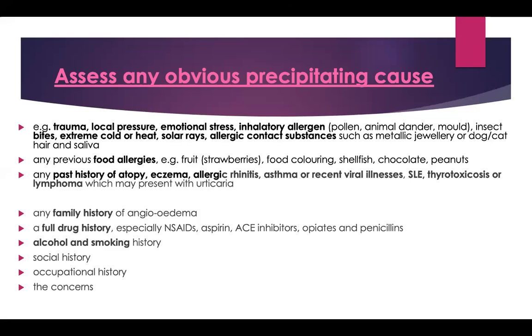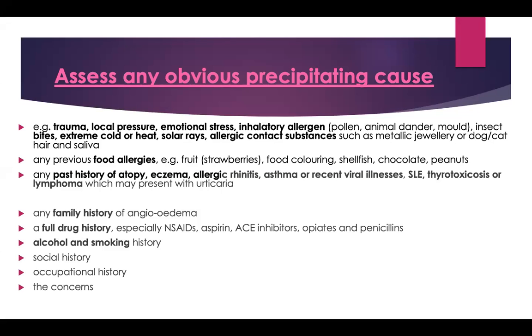Any family history of angioedema? There is no family history of angioedema. Then take a full drug history, concentrating specifically on non-steroidal anti-inflammatory drugs, aspirin, angiotensin-converting enzyme inhibitors, opiates, penicillin. These may cause this presentation in the patient.